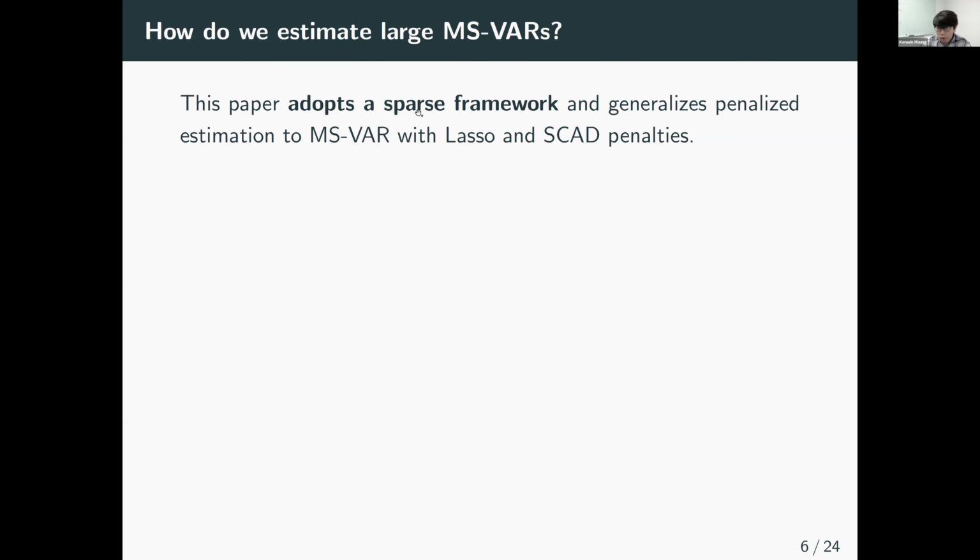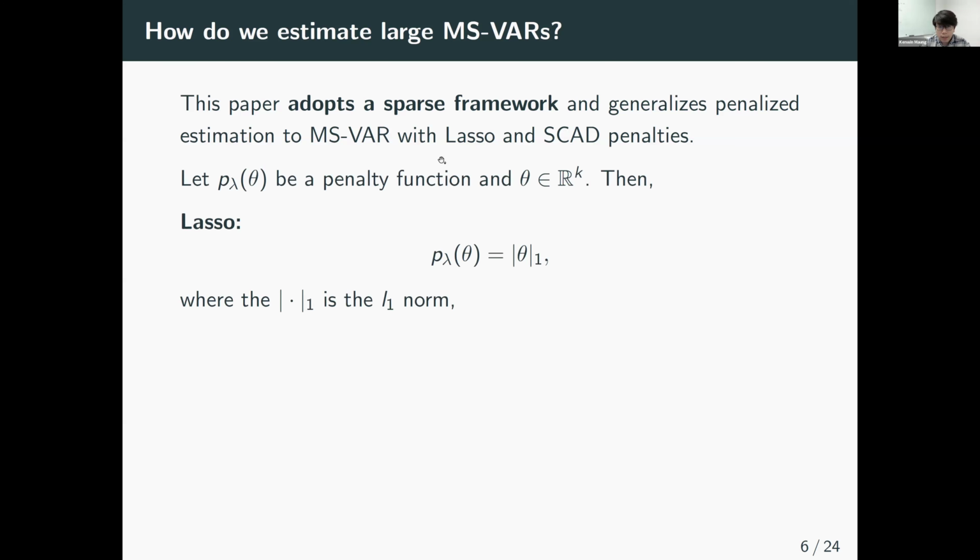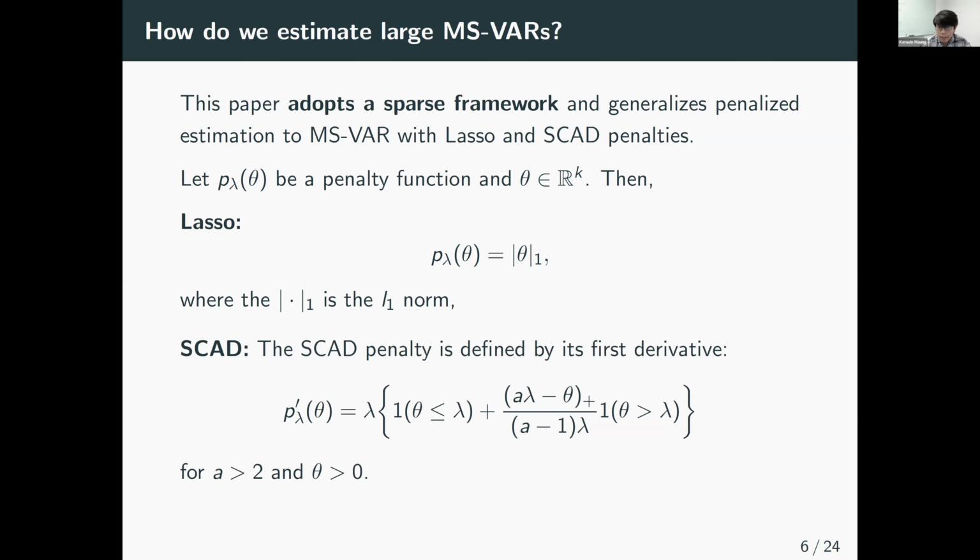The issue here is that we don't know which variables are going to have non-zero coefficients to begin with. So we're going to use some sort of penalized estimation method to identify that sparse support of those coefficient matrices. And we're going to study the simple lasso case where you have the L1 penalty, and you could also have the smoothly clipped absolute deviation penalty, which is often defined by its first derivative given over here.